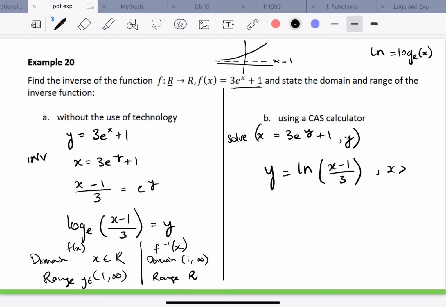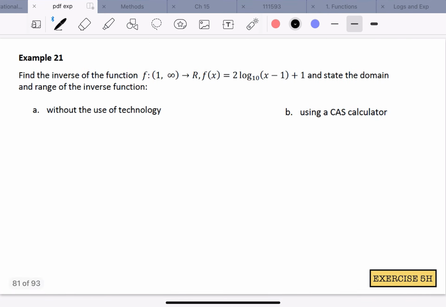And it gives you the domain, which is very nice as well. So that's example 20. We're now going to do a very similar thing to example 21. You might want to give this video a pause and give it a shot yourself.